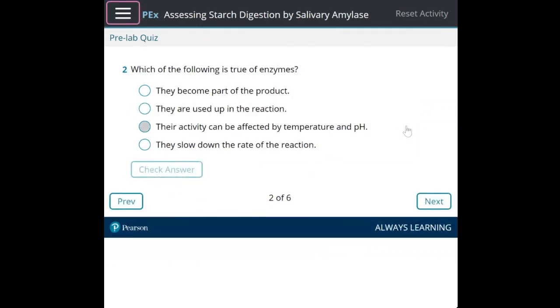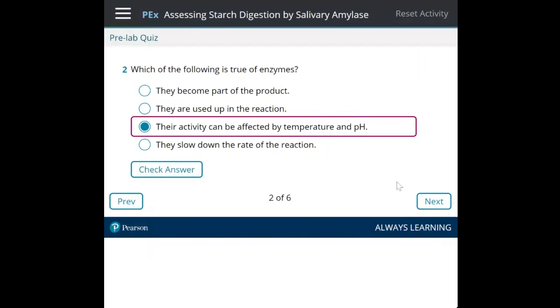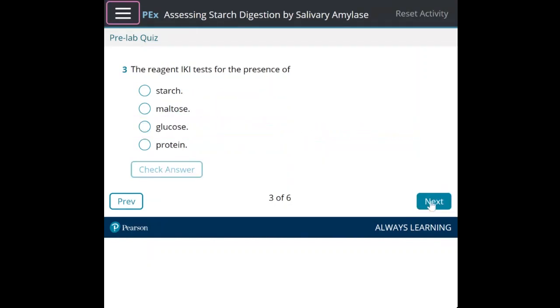So which of the following is true about enzymes? Do they become part of the product? Are they used up in the reaction? Can their activity be affected by temperature and pH? Or do they slow down the rate of the reaction? Yeah, you got it, Andrew. Right, affected by temperature and pH.